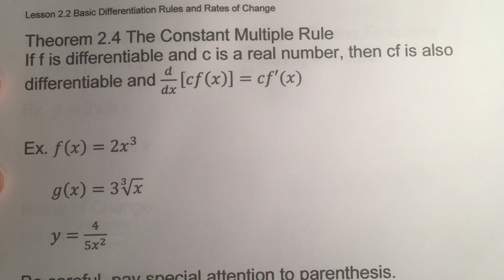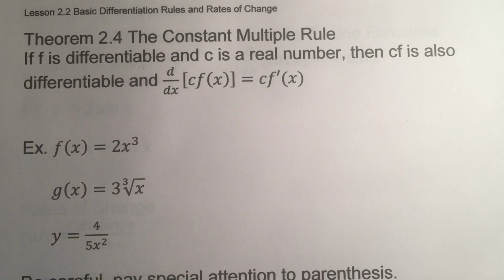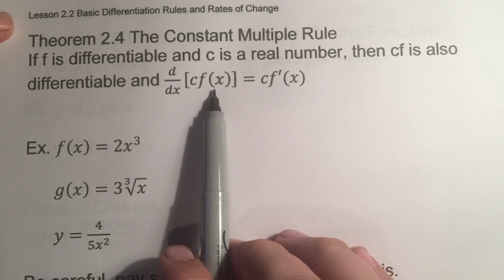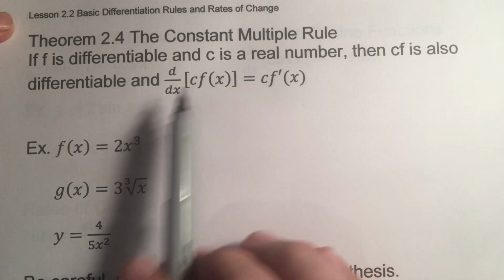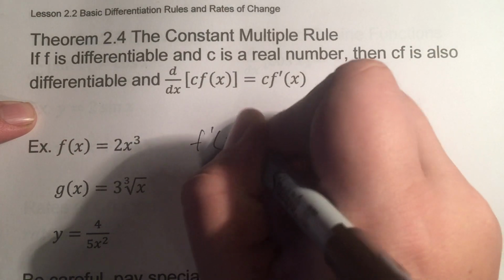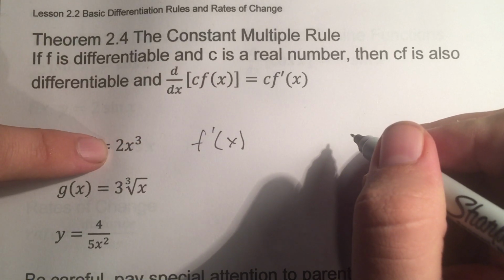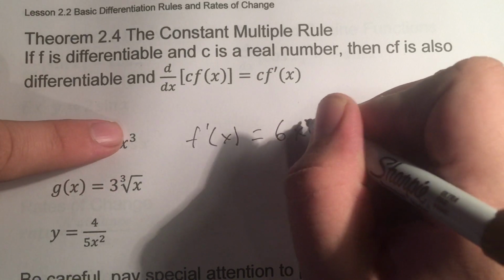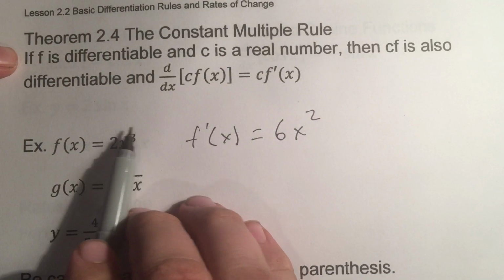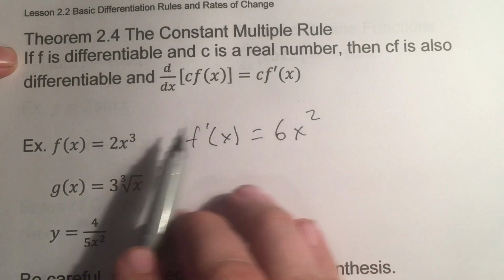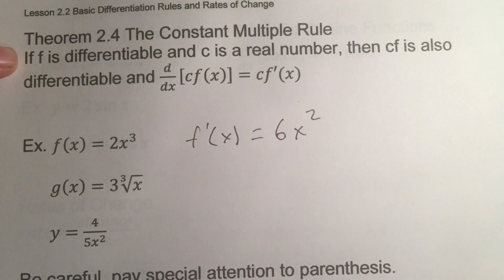Theorem 2.4, which is the constant multiple rule. So what this is really saying is, if you have a number times your variable, you're just going to do the derivative of that term and times it by whatever number was in front. So if we have 2x to the third, when we do the derivative, we would take the 3 and move it in front. Well, there's already a 2, so 3 times 2 makes this 6, and then x, we subtract 1, squared. So 3 times 2 gives us our 6. X to the third, we subtract 1, make it x squared.